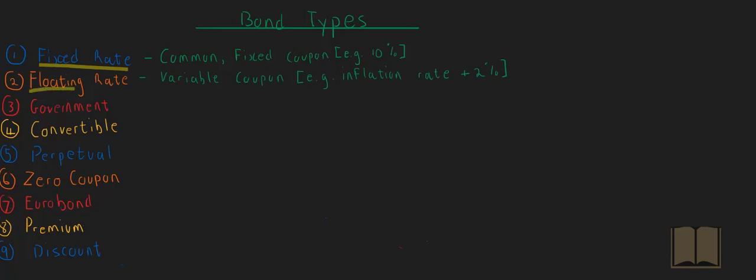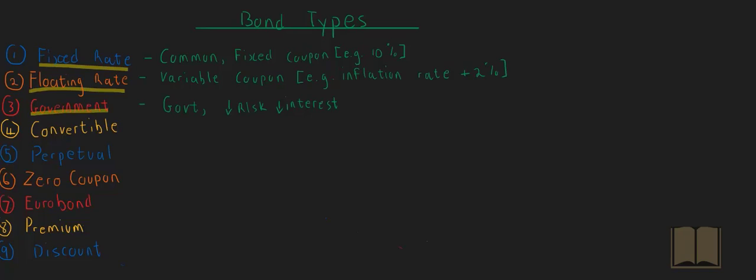The second type of bond is known as a floating rate bond. And again, as the name suggests, the coupon for this bond is variable. It's based on some sort of index, say the inflation rate. So whatever the inflation rate is, this bond will give you a coupon of 2% over and above that inflation rate.